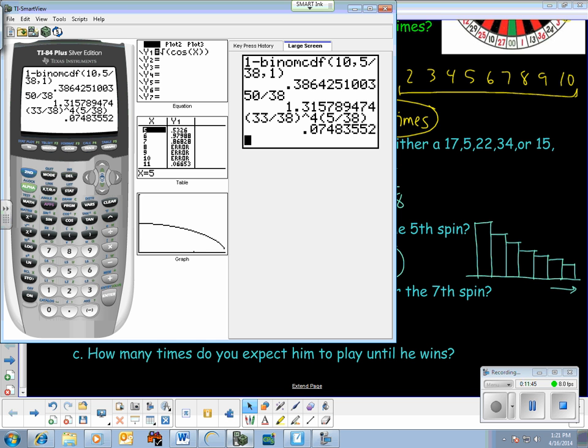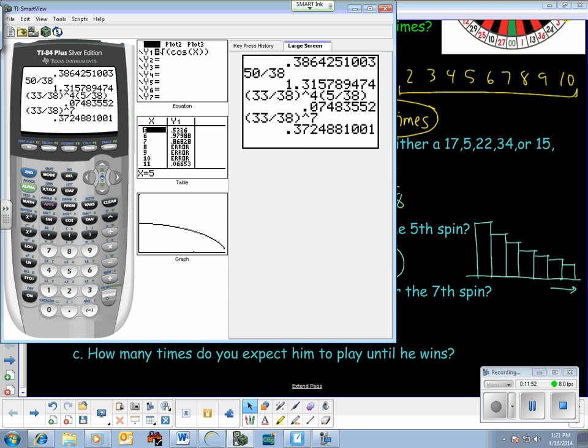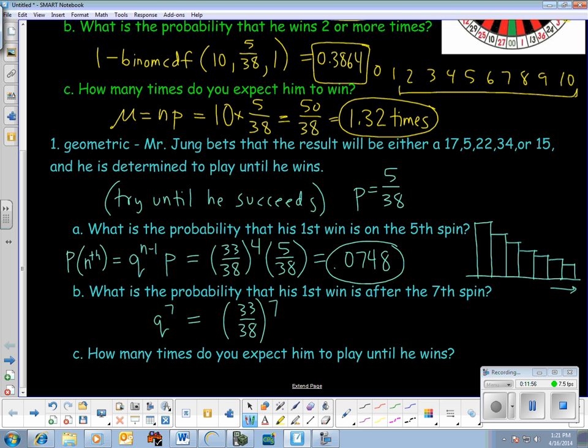So 33/38 to the 7th for 7 failures, 0.3725. That's the likelihood that it's going to take more than 7 spins in order to succeed.